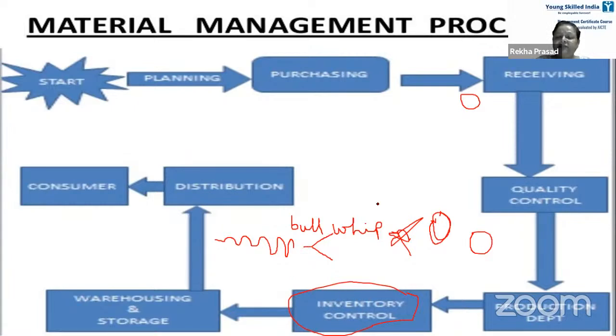So inventory has to be controlled everywhere. It should not be more, otherwise things will be lying on the shelf, and it should not be less, otherwise the production process is hampered. Suppose enough raw material is not there, then what will happen? There will be so many dissatisfied customers. So that will also lead to what? Loss of the goodwill of the company, the profit of the company.